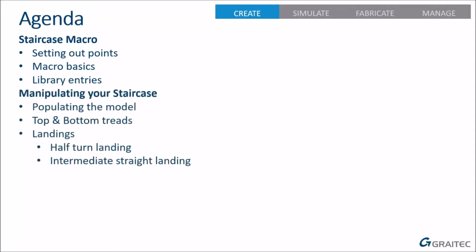Once we have your basic flight of stairs in there, we'll look at populating that around the rest of the model to make full staircases. We'll manipulate the top and bottom treads, they can be different. And we'll also put in some landings. So we'll have a half turn landing and an intermediate straight landing, two types of landing. So we'll make two different staircases, to give you a good range of functionality. And where the macro can't do everything perfectly for us, I'll show you how to manually add what you need without breaking the macros.